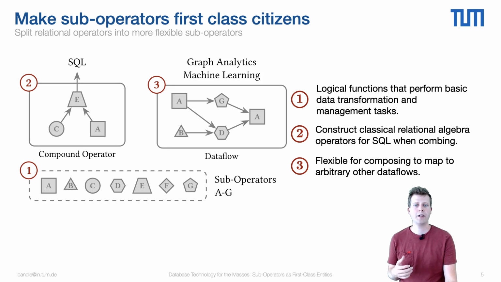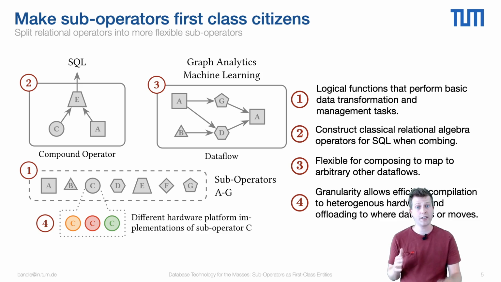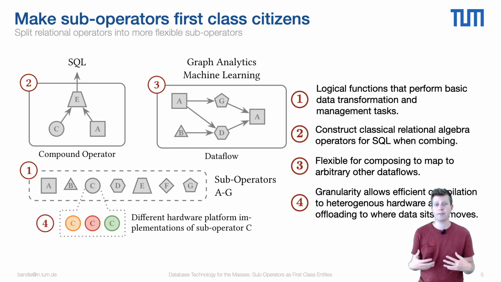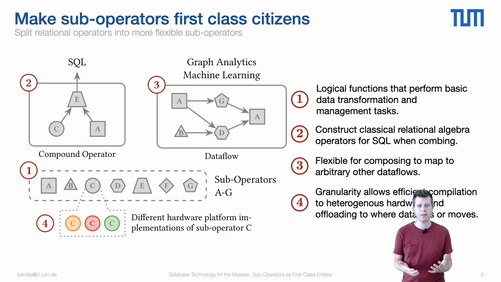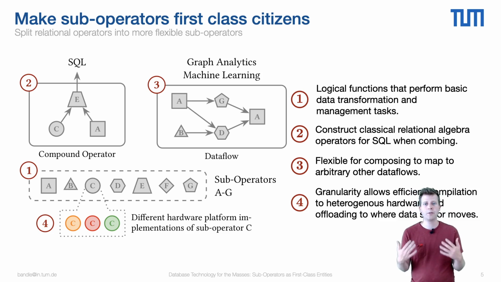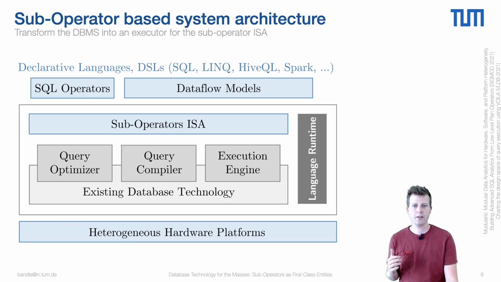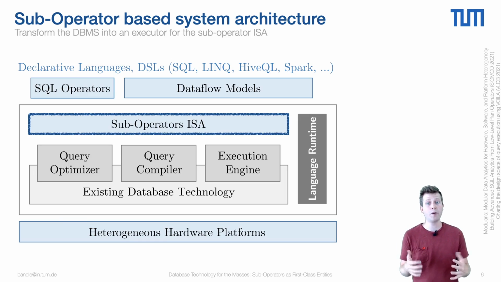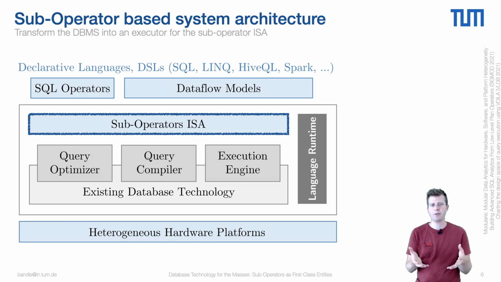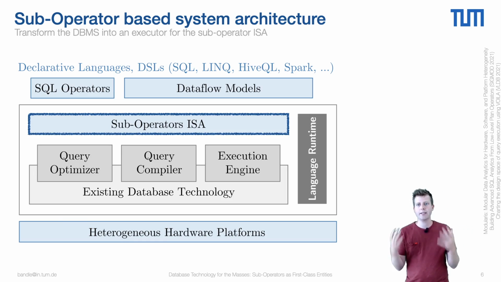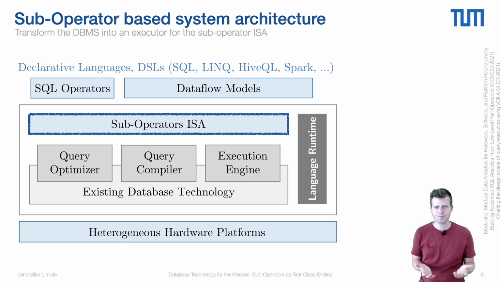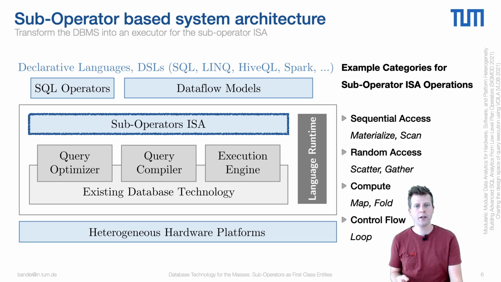Furthermore, the level of granularity allows sub-operators to be specialized for heterogeneous hardware easily, and also to offload parts of the data flow to different hardware targets, for example to move compute to where the data sits. This will transform the database system from an executor of relational algebra to an executor of sub-operators. Thus, we can lower both SQL and other data processing tasks to such a layer and execute it using our database system.